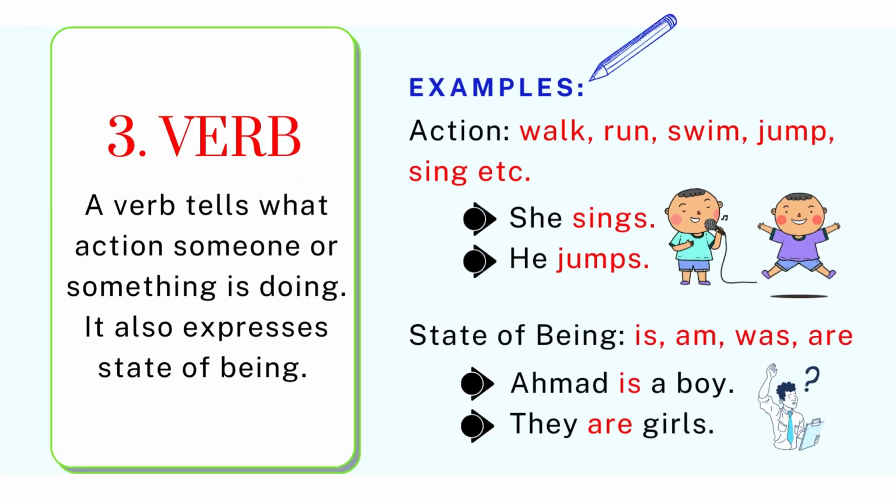A verb tells what action someone or something is doing. It also expresses state of being. Action: walk, run, swim, jump, sing, etc. State of being: is, am, was, are.